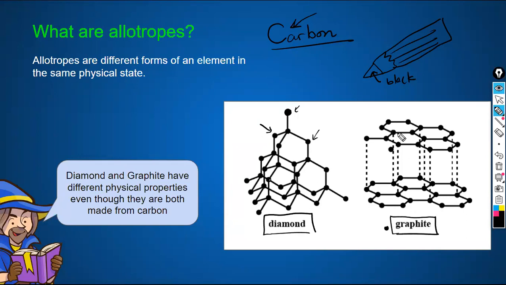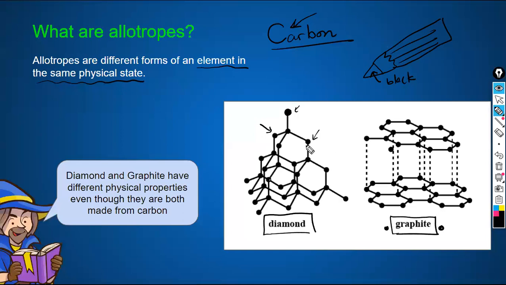Graphite, however, when you arrange it like this in hexagons, when the atoms are arranged in hexagons, you get boring graphite, which is, well, it's black and it's not tough. Allotropes are different forms of the same element in the same physical state. It just basically means it's two different compounds, except the atoms are arranged differently. And because you arrange them differently, they have different properties.